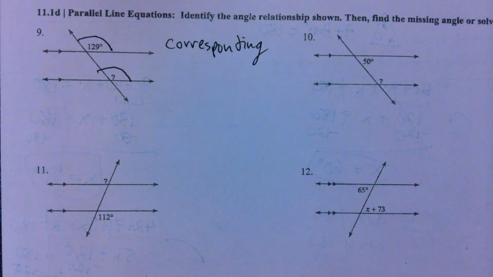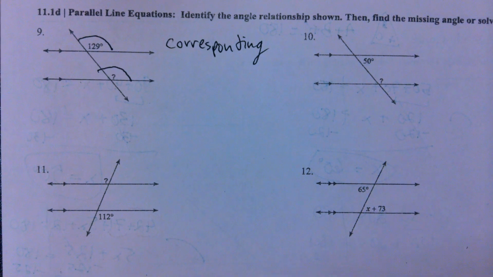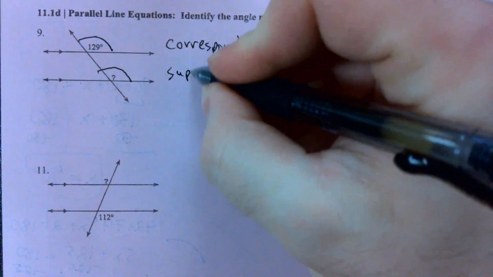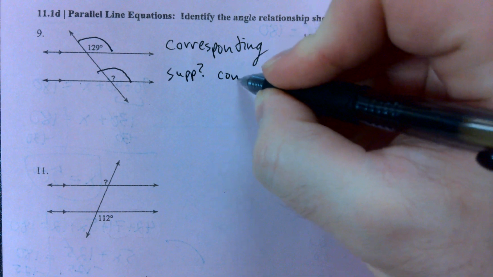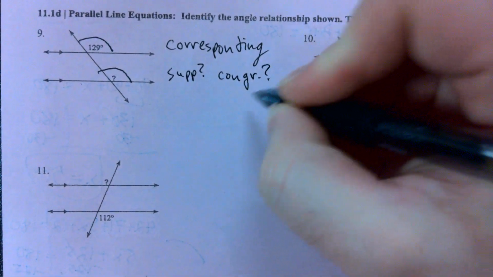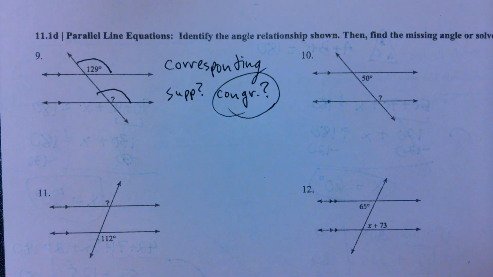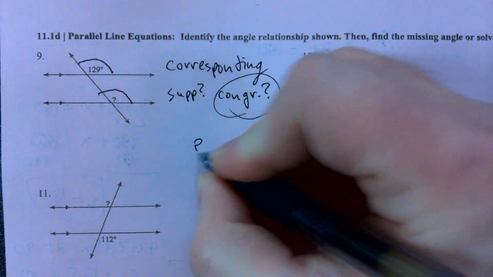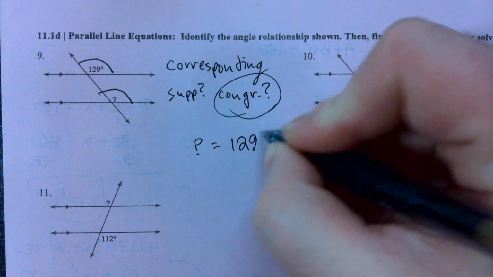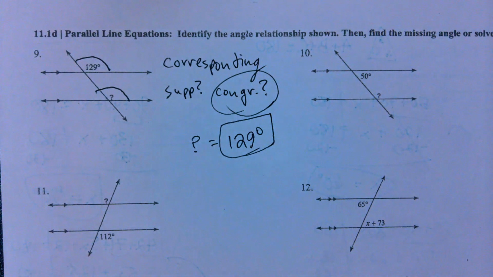So what do we know about corresponding angles? Are they supplementary or are they congruent? Congruent. They're congruent, right? It's going to be one of the two. So all we need to do is set them equal to each other. Question mark is equal to 129 degrees. And that's my answer right there. Nothing to solve, nothing to simplify, no like terms to combine or anything like that.